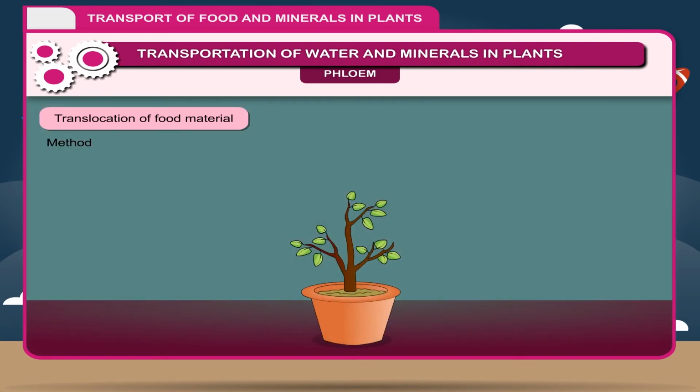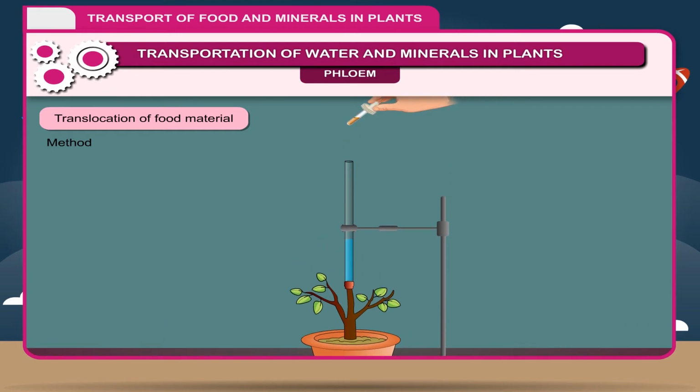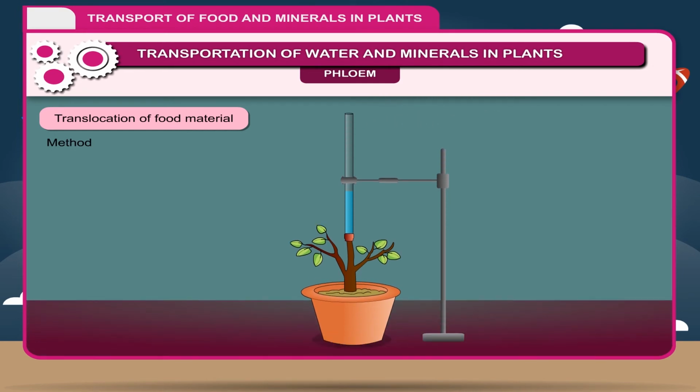Method. Take a fresh potted plant of tomato. Cut its shoot near the soil. Fix a glass tube and tighten the connection with a rubber band. Add water in the tube so that the cut surface does not dry up. Add 2 or 3 drops of oil to prevent evaporation.